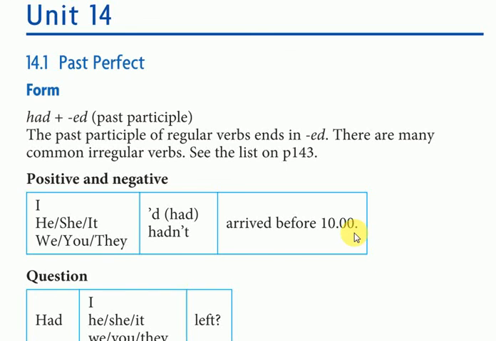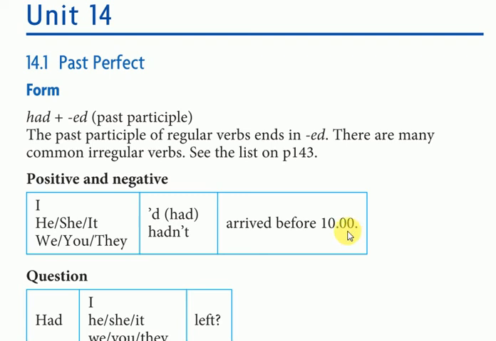Pre-intermediate student book, unit number 14, page number 110. We are discussing the grammar portion. Our topic is past perfect. In past perfect, we use the helping verb had, and after had, we use verb 3, the third form of the verb.